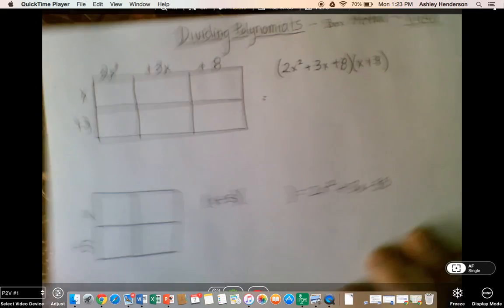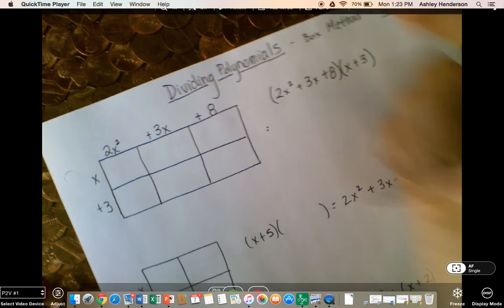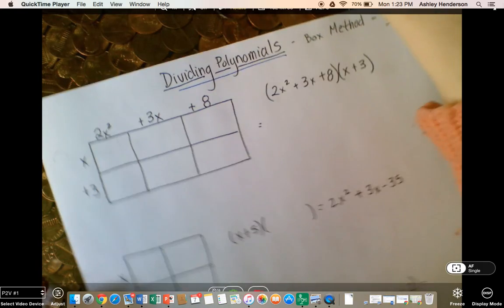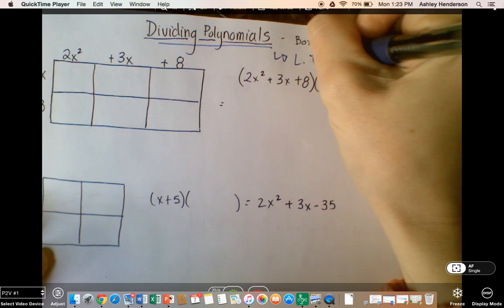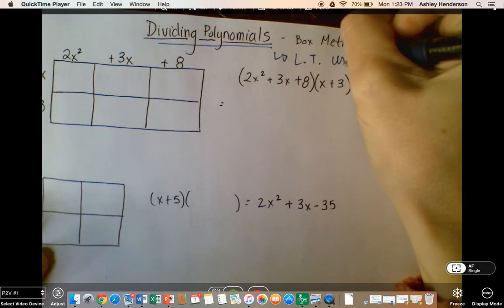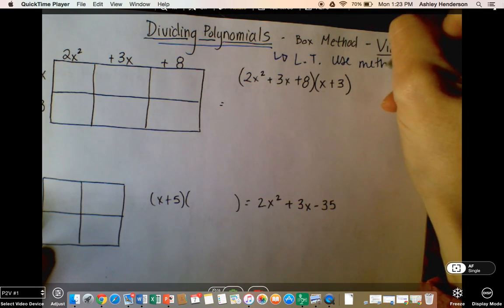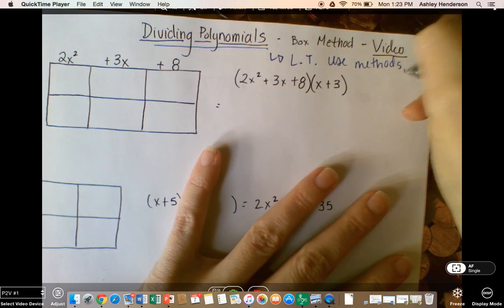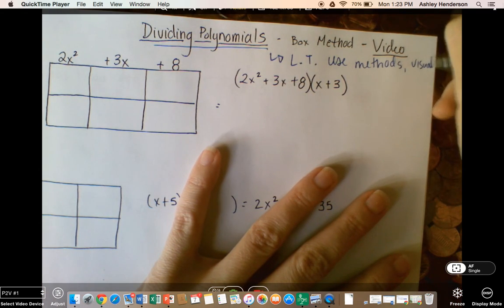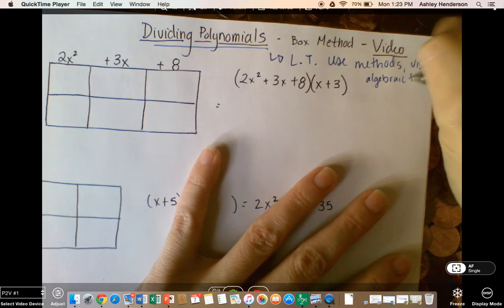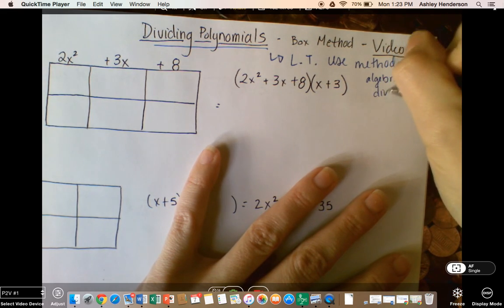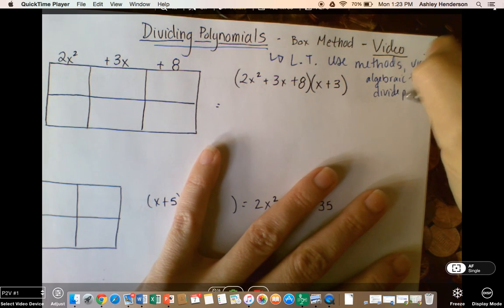So the learning target for this video is to divide polynomials. This is like a how-to video. Learning target: use methods, both visual and algebraic, to divide polynomials.